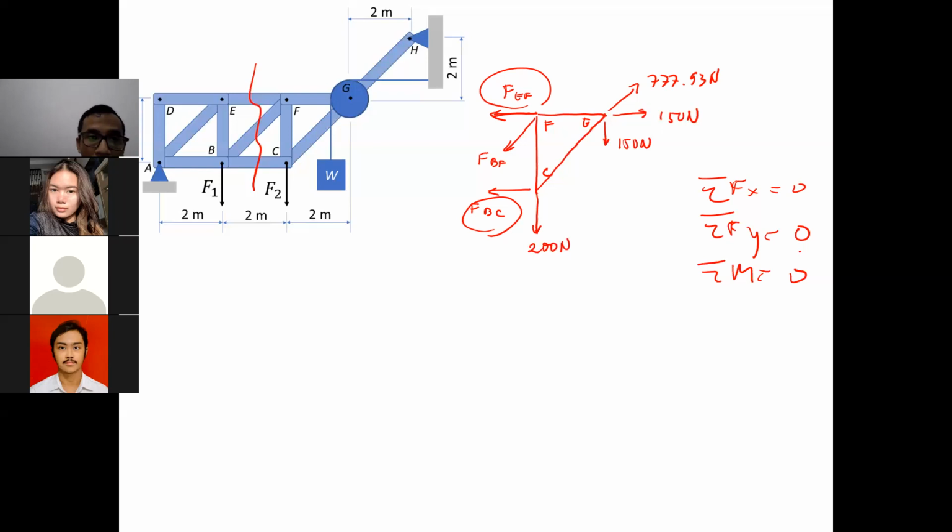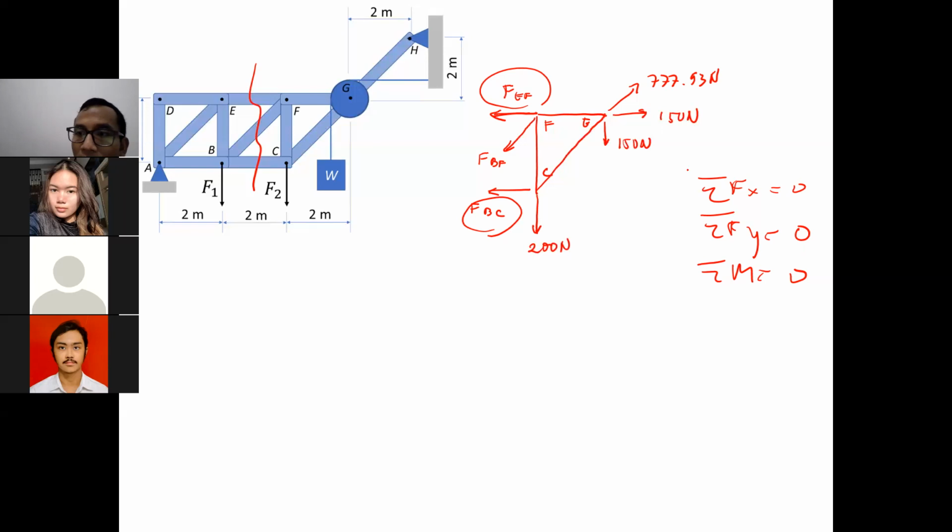Alberto? You could use FX first. No, if you use FX, it will be BC, EF, and FBF together. Oh, right, yeah. So moment first. Yeah, moment. Actually, wait a minute. We have to use this one. We have to use all of these three because FBF has an X component as well.